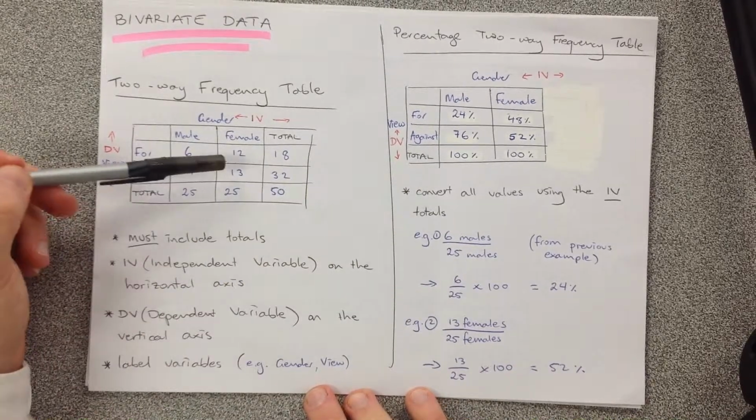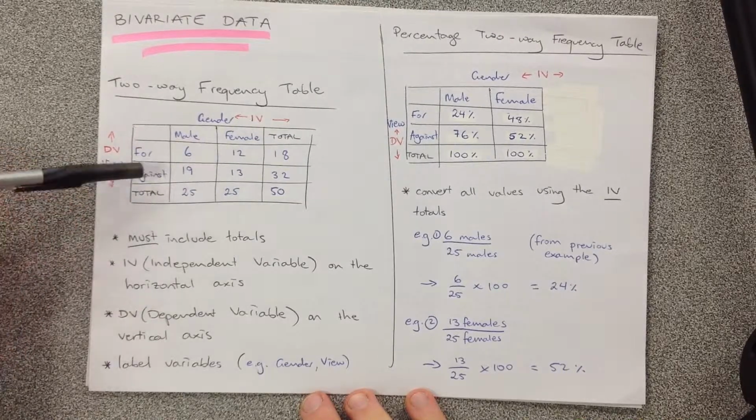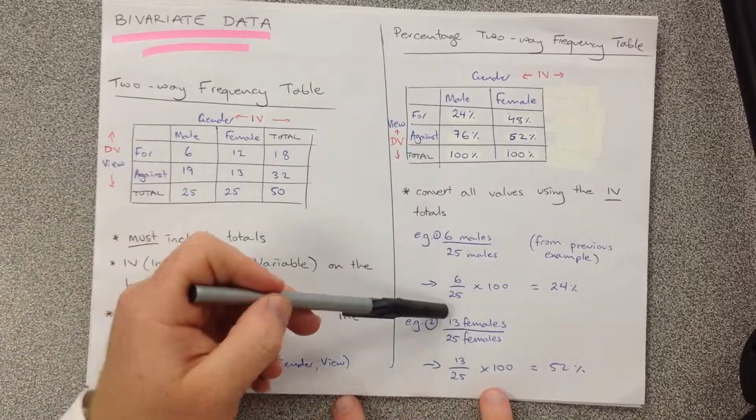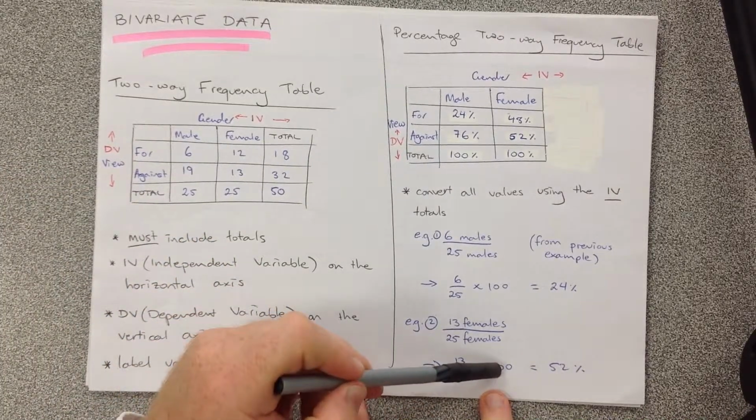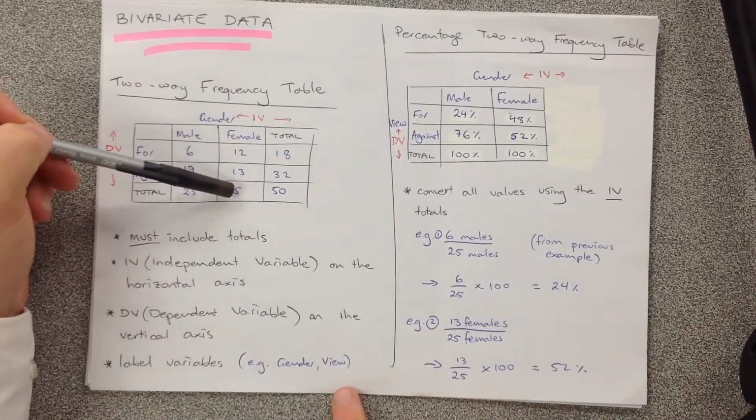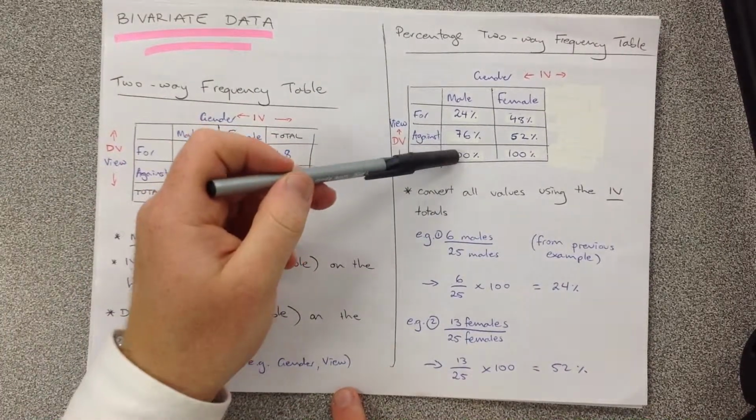Same thing, say we wanted to do the females. There's 13 out of the 25 females. This was a gun control survey. So 13 out of 25 females is 13 divided by 25 times 100, so 52%. So I've done that for these other two as well. 12 out of 25, which was 48%, and 19 out of 25, which is 76%.